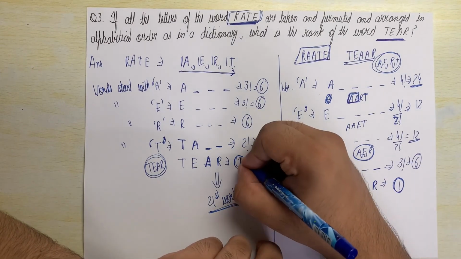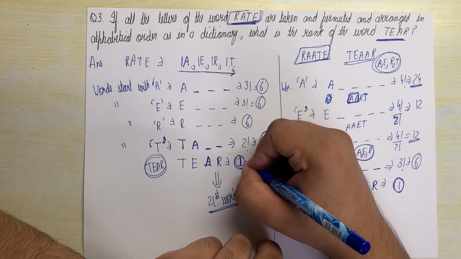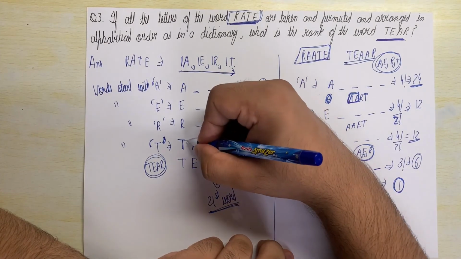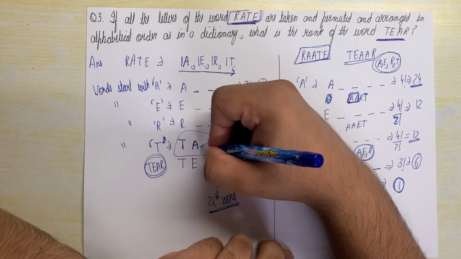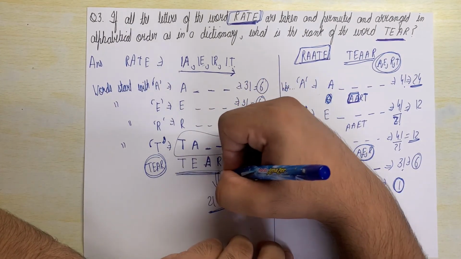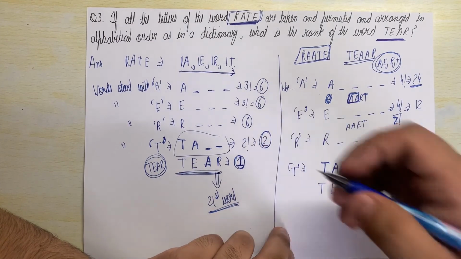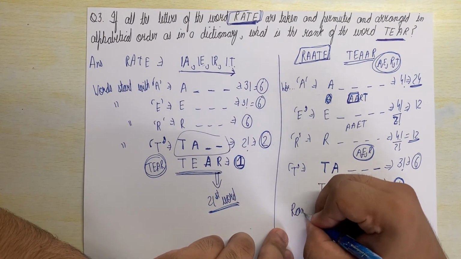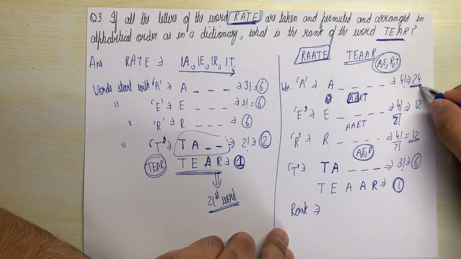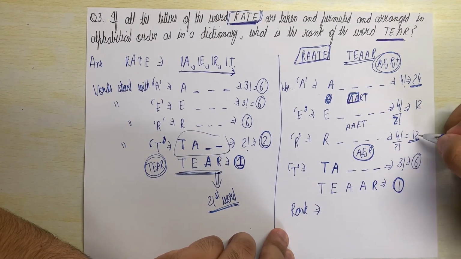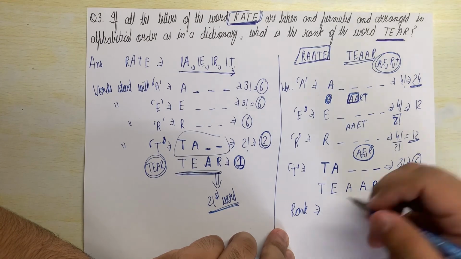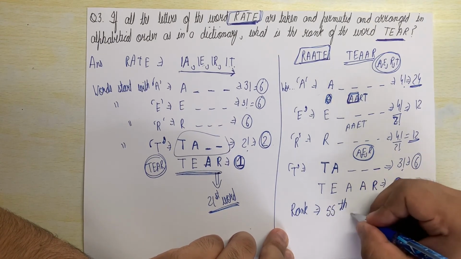We are adding this one number because the rank increases by 1, correct? After the words formed by TA, the first word, that is TREAT, we have to increase the rank by 1, correct? There is a difference of 1. Okay, I hope you understood that. So rank here would be 24 plus 12 plus 12, that would be 48, plus 6, 54, plus 1, 55. So it would be the 55th word.